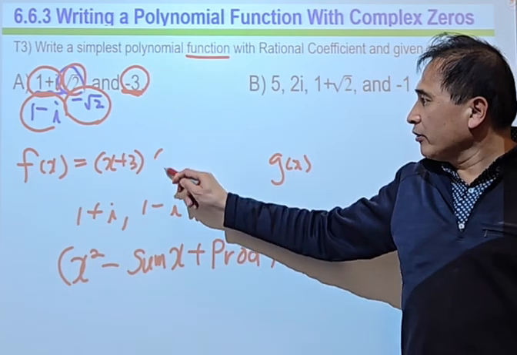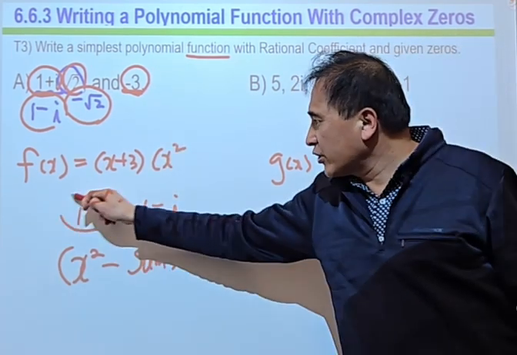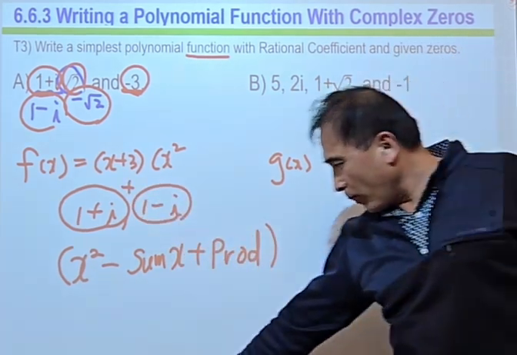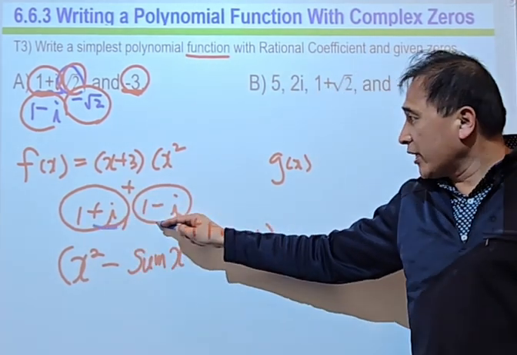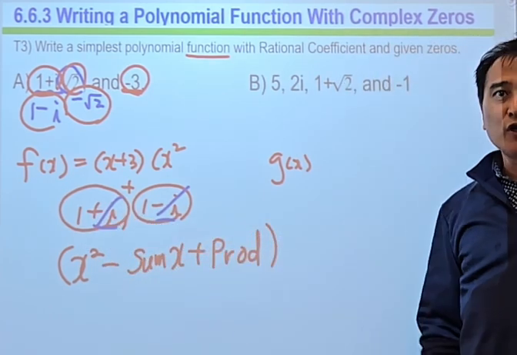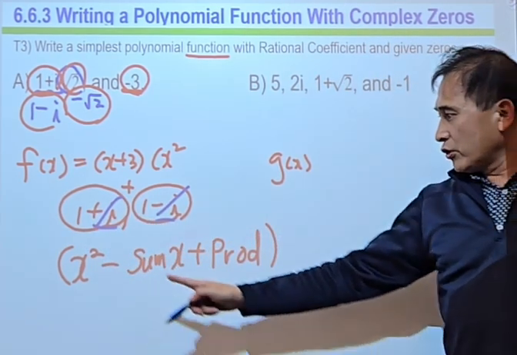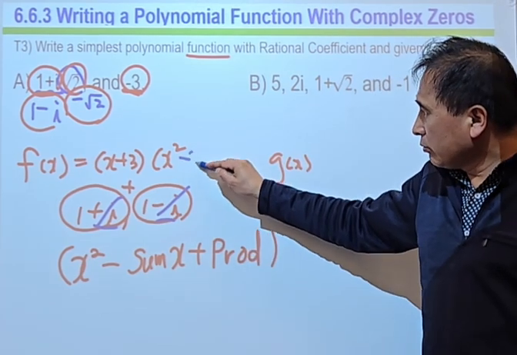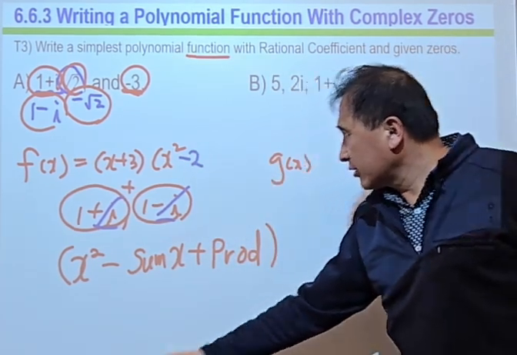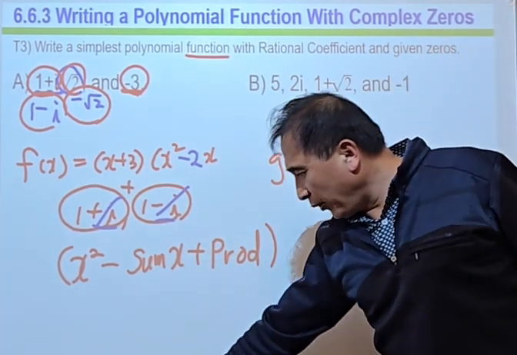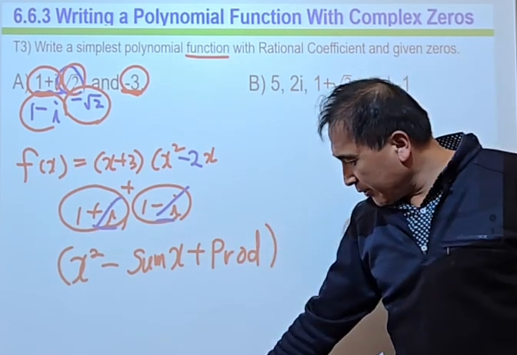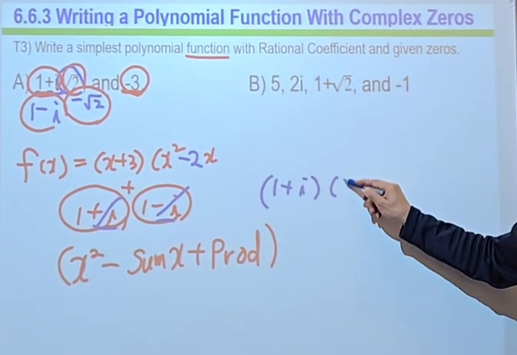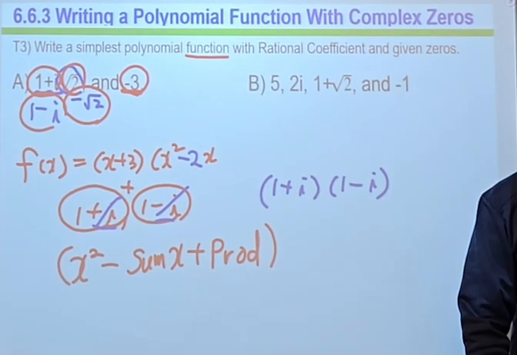So I'm going to find x squared. Let's find the sum. The sum is this one plus this one. You're going to add them. Then plus i minus i cancels out. 1 plus 1, which is 2. So minus the sum is 2x. And then the product. Product means 1 plus i times 1 minus i. You're going to multiply these 2.